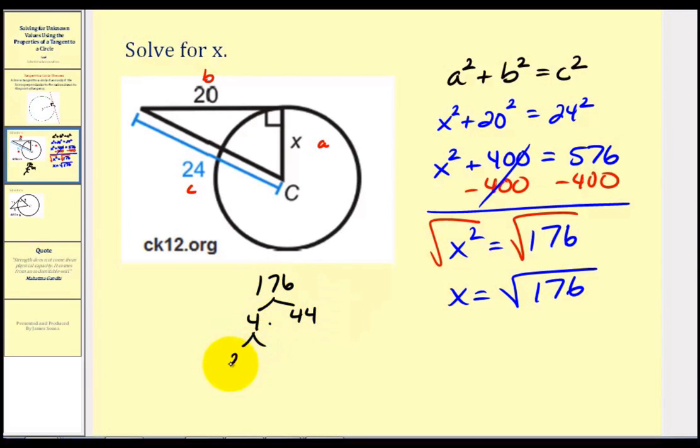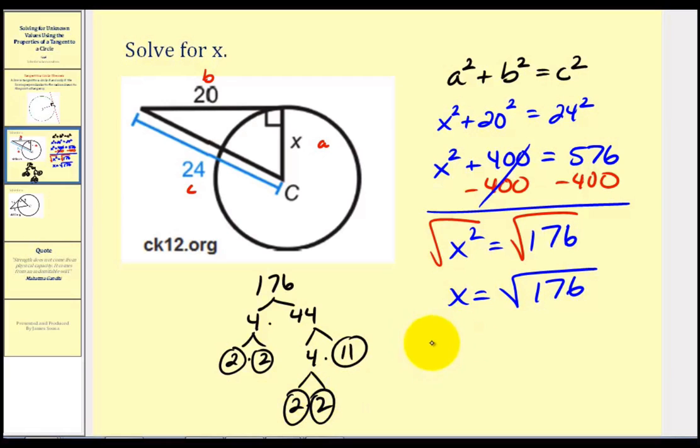4 is equal to 2 times 2, which are both prime. 44 is 4 times 11. 11 is prime, and then 4 is again 2 times 2. So if we want to show some work here, we have x equals the square root of, we have 4 factors of 2 and a factor of 11.